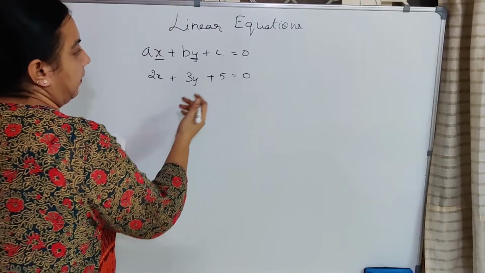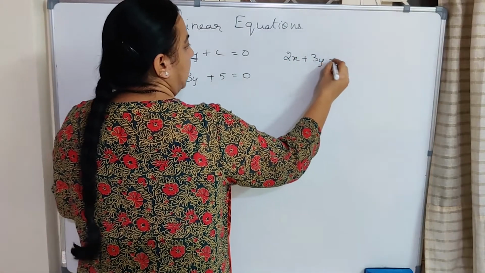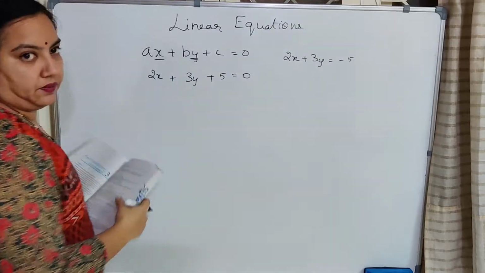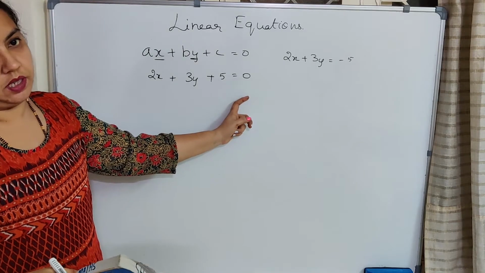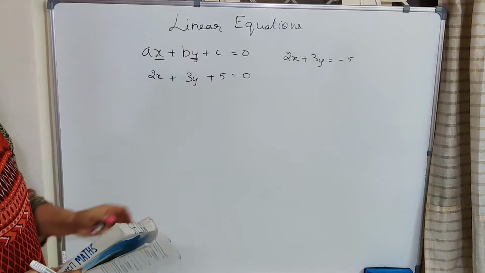Sometimes they will give the same equation as 2x plus 3y is equal to minus 5. To have the constant on the left hand side, I bring it here to the left hand side and equate it to 0. Okay, and now we are given a pair of linear equations.